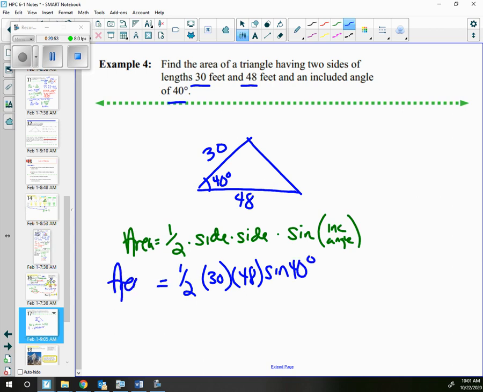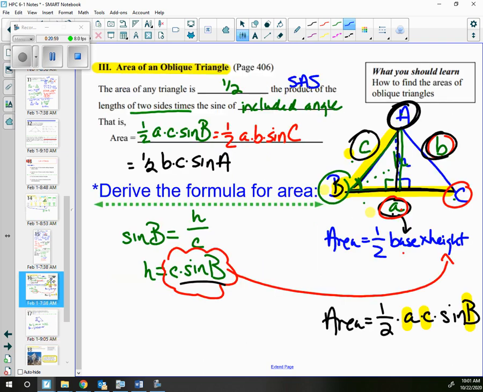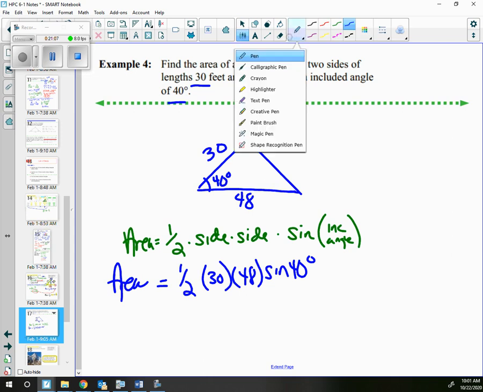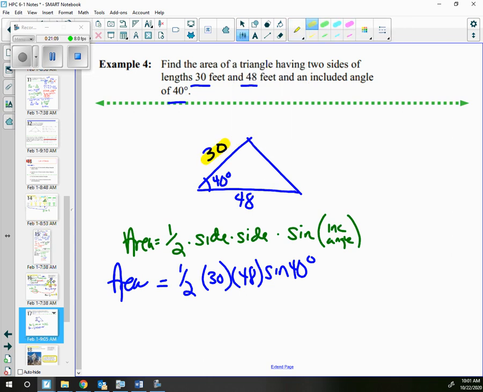Notice I'm writing out the word area instead of saying A equals. Any idea why I don't want to just say A equals? Because A is often a label that I use to stand for a vertex, so sometimes I just actually write out area so people know what's happening. So this is a side angle side situation. If you think about what you're looking at there, I have a side length, so I have a side, and I have an angle measurement, and I have a side. So whatever labels you want to put on it, great. Otherwise, you can just do that calculation.